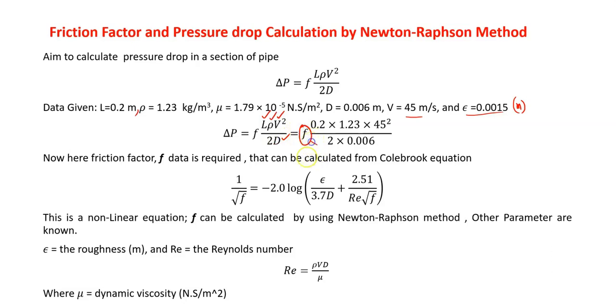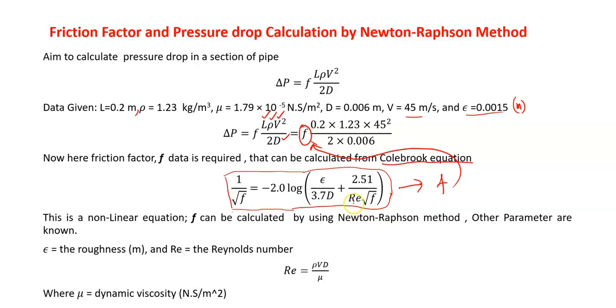So that F can be calculated by Colebrook equation. Now that equation is given, 1 by root F is equal to minus 2 log of epsilon by 3.7 D plus 2.51 by Re into root F, right? So this is the equation. So this is a very non-linear equation. Now we have to solve this equation by using Newton-Raphson method, and then we can get that F. Okay, so from this equation we will get F. Now that F we plug here and we will get del P. Now how do we get that F? So that I'll discuss in the next slide.